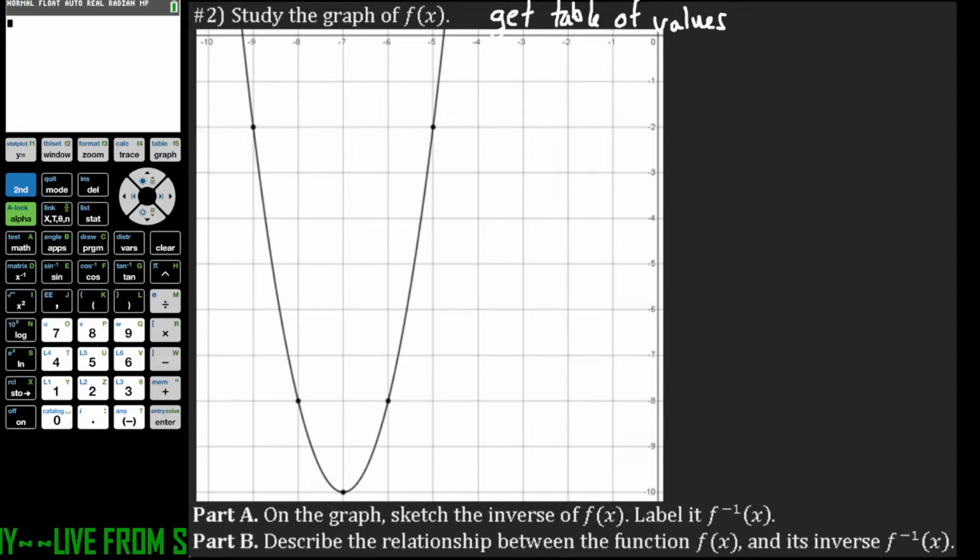So let's get a table of values. I'm going to say on the left side I have x, on the right side I have f of x. And so I'm saying, okay, find some ordered pairs. I have x is going to be -9 and y is going to be -2. I have my next ordered pair, again, I'm just tracing along this line. I have -8 and -8.